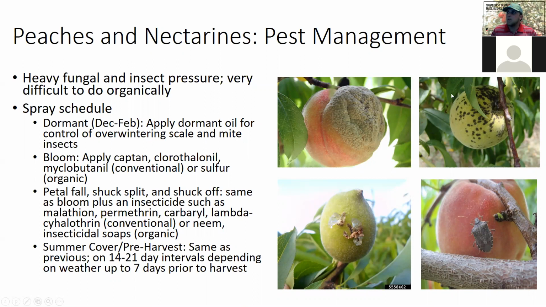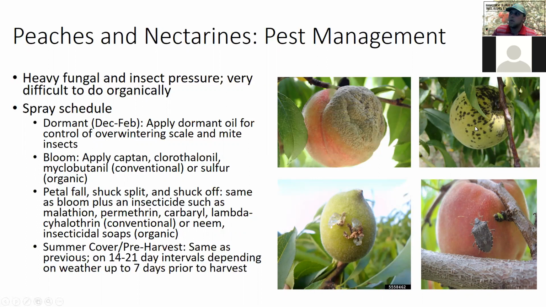This is our number one most devastating disease, not only commercially, but for most homeowners. When you get a call from one of them, 99% of the time it's brown rot. Essentially, if you don't spray your peaches, you're going to have brown rot. You might get a couple, but brown rot is a really, really hard one to control.